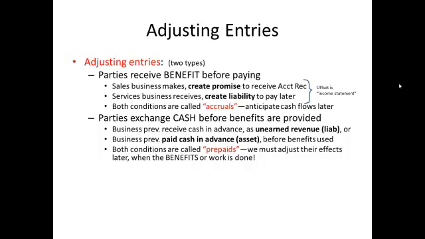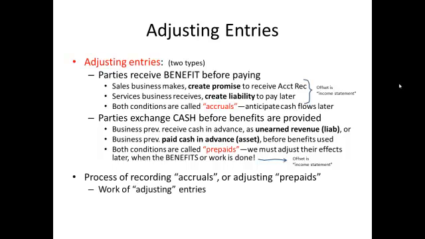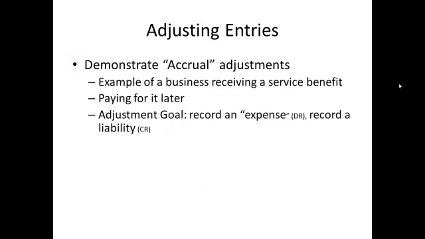Both these conditions are called prepaids, and as mentioned, the offset to both the liability and asset accounts is an item in the income statement. So the process of recording accruals or adjusting prepaids is the work of adjusting entries. Let's demonstrate an accrual adjustment, the first type.